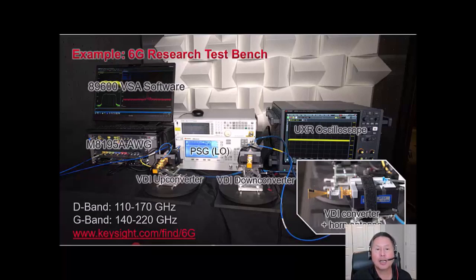The PSG behind the converters provides the LO, local oscillator, for both the converters through a splitter. The LO could have been provided by separate instruments, but since the transmitter and receiver were closely spaced, in this example, we connected it this way for convenience. The downconverter then downconverts the signal back down to a 6 gigahertz IF, and the signal is captured by the oscilloscope. Now let's take a look at the measurement results.